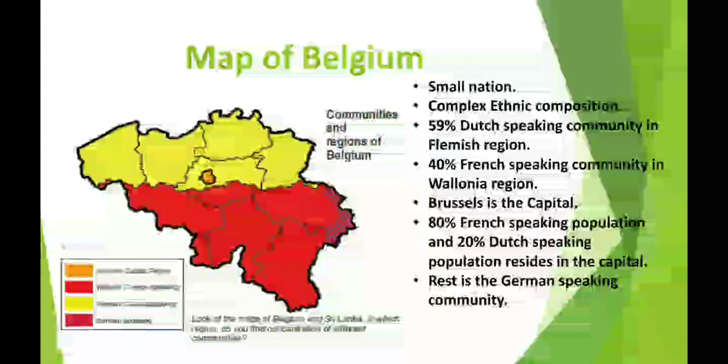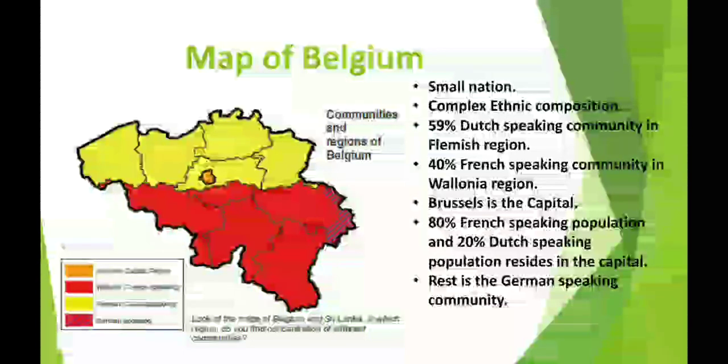throughout the nation. So, the orange shaded area is the Brussels capital region, and the Walloon, which is the red shaded area, is a French speaking community region. The yellow is the Flemish region with the Dutch speaking community, and the red and blue shaded area is the German speaking. From this, we get to know that it has a very complex ethnic composition. So, now what is ethnic? Ethnic is a social division based on shared culture.